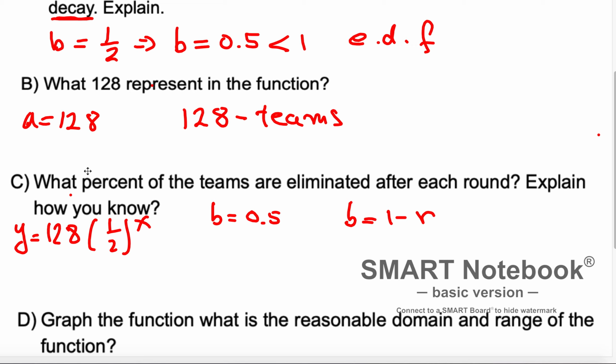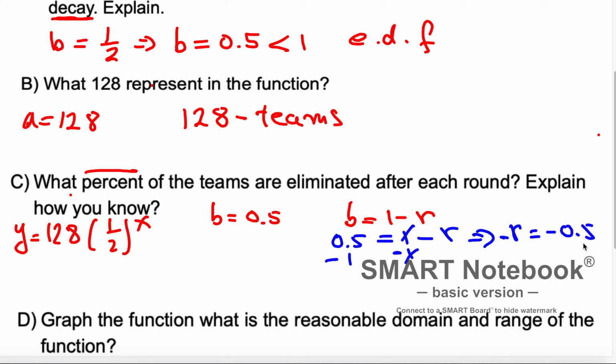And now we are looking for the percentage. r represents the ratio, or the rate, or the percentage. And now b is 0.5, and I want to solve this equation for r. So 0.5 is equal to 1 minus r. Subtracting 1 from both sides, we cancel, and this implies minus r is equal to 0.5 minus 1, which is negative 0.5. Multiplying both sides by minus 1, r is equal to 0.5.